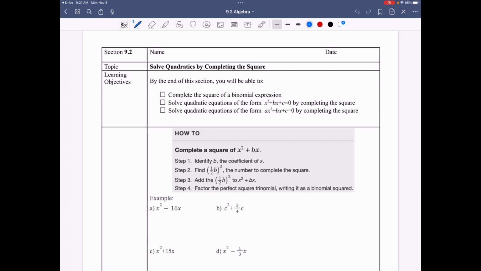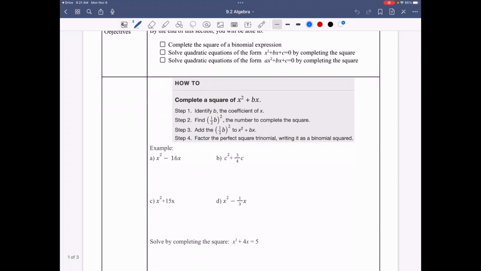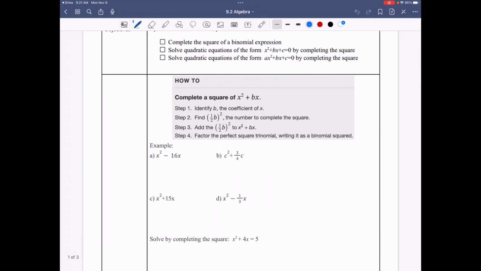Completing the square is how the quadratic equation was derived. So this is a really important concept in math and something that we will revisit in future courses of math. Well, let's start with completing the square of x squared plus bx.